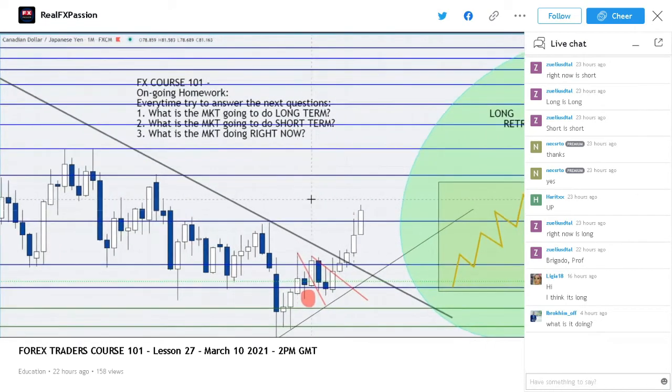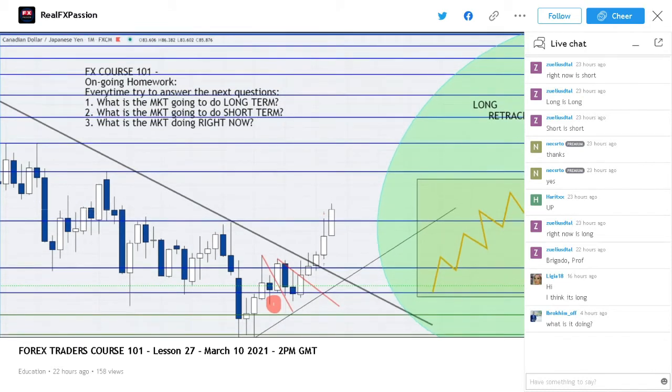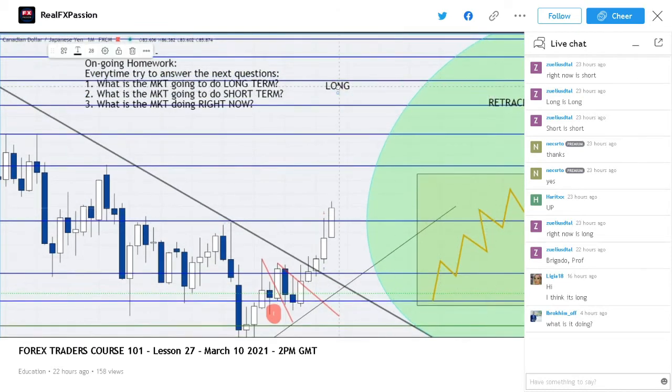What is the market doing right now? So talking about the long-term view, that it's long, and talking about the retracement, right?